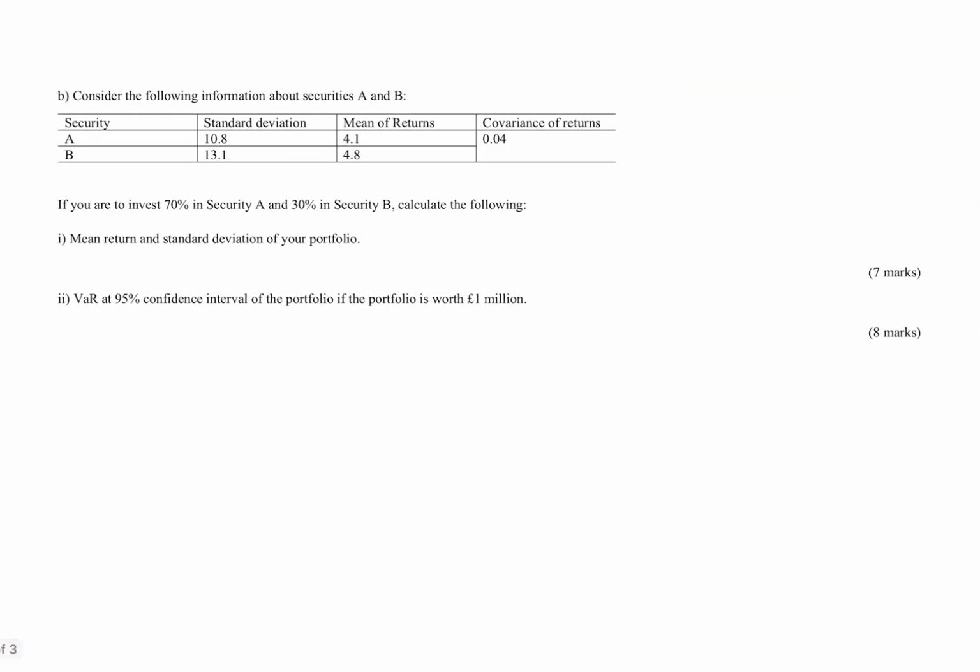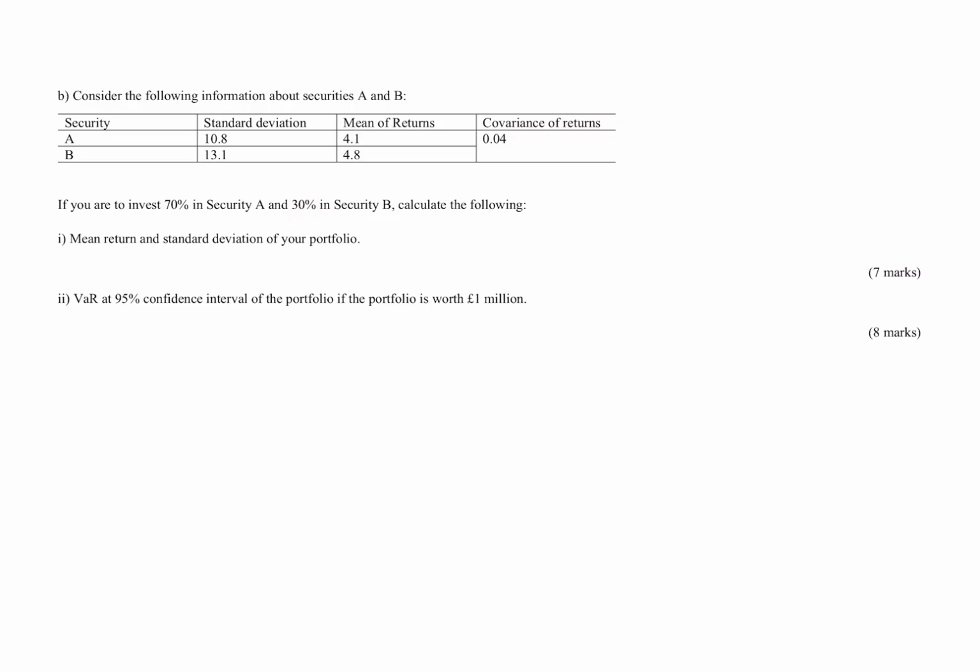Now let's look into another question in here. We need to calculate the mean return and standard deviation, but we have different information here. We've got two different securities, A and B, with standard deviations of 10.8% and another value, and we've got two different mean returns. All of them are in percentage, by the way, and we've got the covariance. And we are given weights instead. We've got 70% we invest in A, and 30% in B.